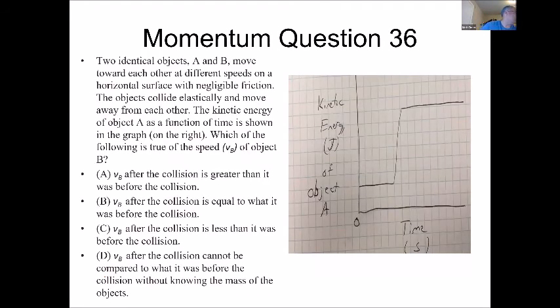All right, here's 36. So again, this time we have a kinetic energy versus time graph. Two identical objects, A and B, move toward each other at different speeds on a horizontal surface with negligible friction. The two objects collide elastically. Remember, it's an elastic collision, which means both kinetic energy and momentum are conserved.